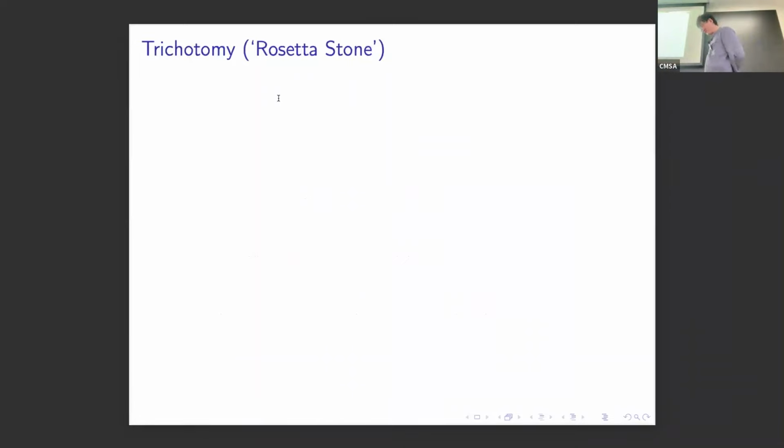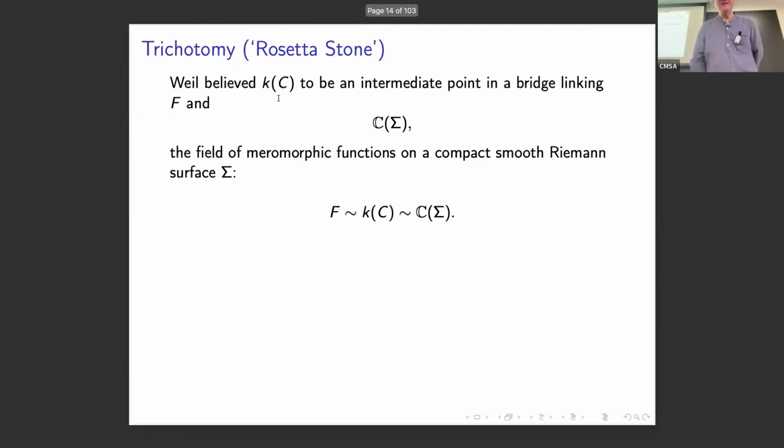Right. So that analogy is good and dandy, but Weil, in the same letter, extends this to a trichotomy, meaning there are three parallel texts that are supposed to be related to each other. In other words, he says that as you go from a number field to a function field over a finite field, it should be viewed as just an intermediate point in a bridge linking the number field and the field of meromorphic functions on a compact Riemann surface. So you actually have this trichotomy and various properties of these three objects that form a parallel text.